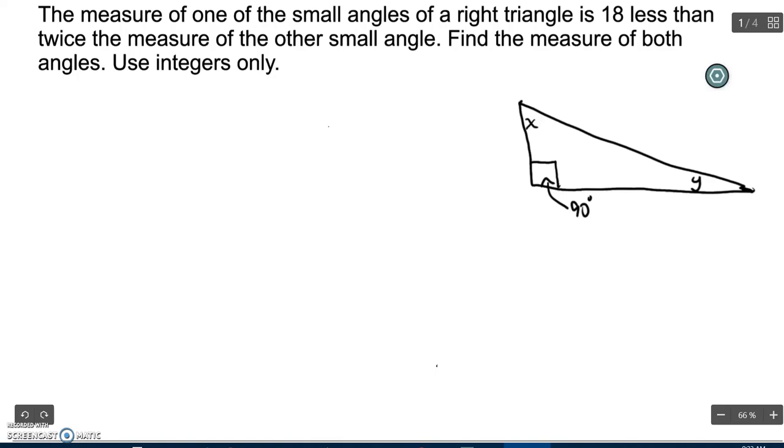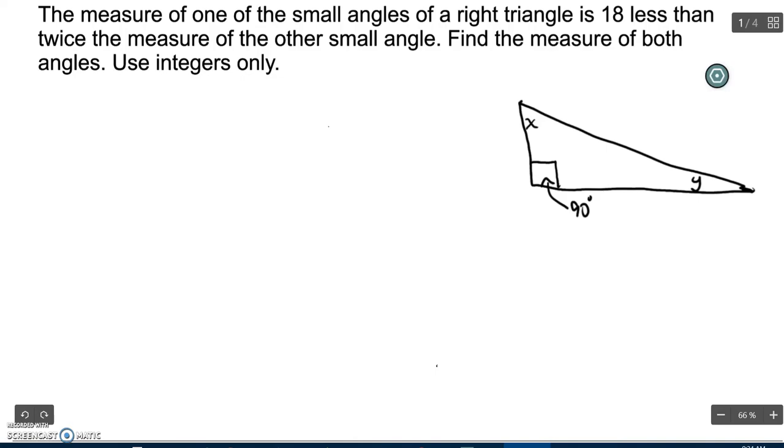Well, alright, we're dealing with a right triangle. So here's our picture, and one of the angles is 90 degrees. And then we're looking for the two smaller angles. I'll just label them x and y. Well, we've got two unknowns, so we're going to come up with two equations. So we'll have a system of equations.